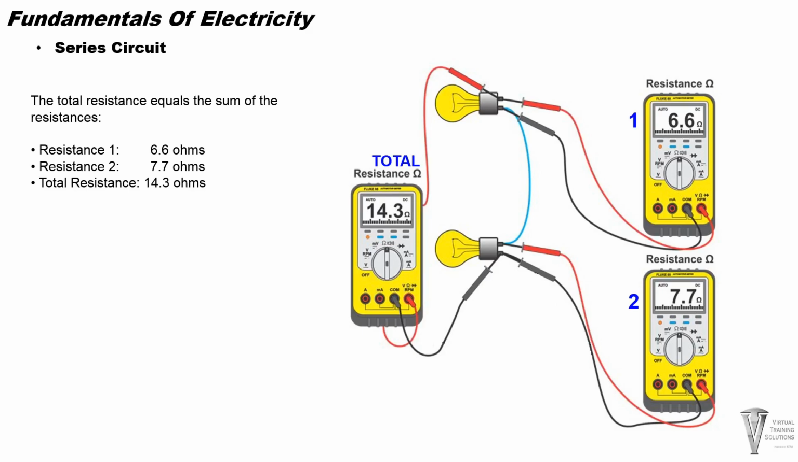The total resistance of the circuit is the sum of each individual load or component's resistance. So in this case, we're testing resistance number 1. We're going up and checking the resistance in that solenoid, or bulb in this case, this load, and it's 6.6. We'll go to resistance number 2 and verify that at 7.7, which gives us a total of 14.3.